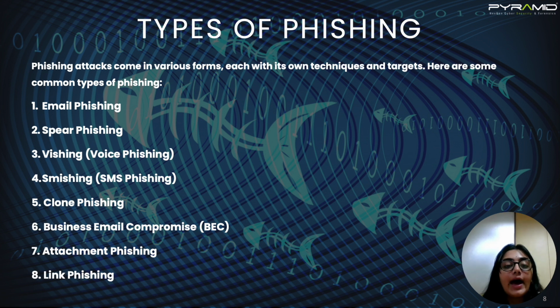In the seventh number, we have attachment phishing. The attackers send emails with malicious attachments, such as infected documents or executables. When the recipient opens the attachment, malware is executed on their system. Eighth, link phishing. In this, it involves sending emails with links to fake websites that mimic legitimate ones. Victims are encouraged to click on these links and enter their login credentials or other sensitive information.